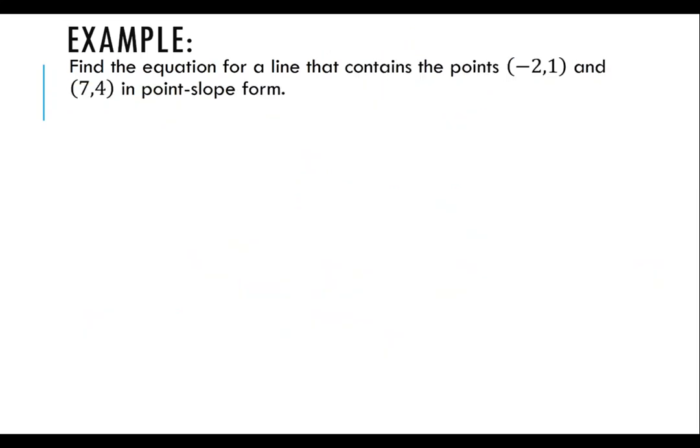Now we want to find the equation for a line that contains the points (-2, 1) and (7, 4) in point slope form. So if we want point slope form, that is y minus y sub 1 is equal to m times x minus x sub 1. This is the situation where we aren't given the slope, but we can always find the slope. M is equal to the rise over the run, that is y sub 2 minus y sub 1 over x sub 2 minus x sub 1.